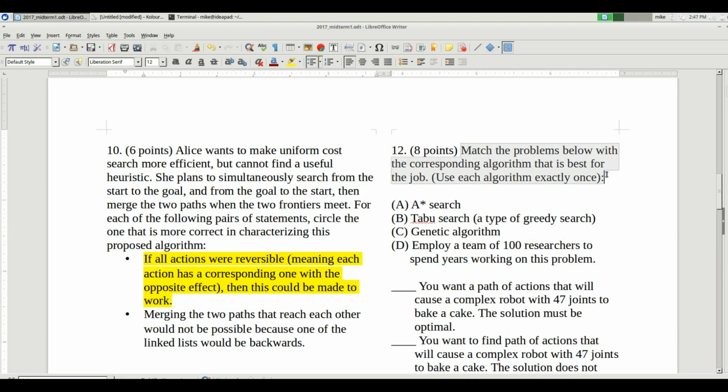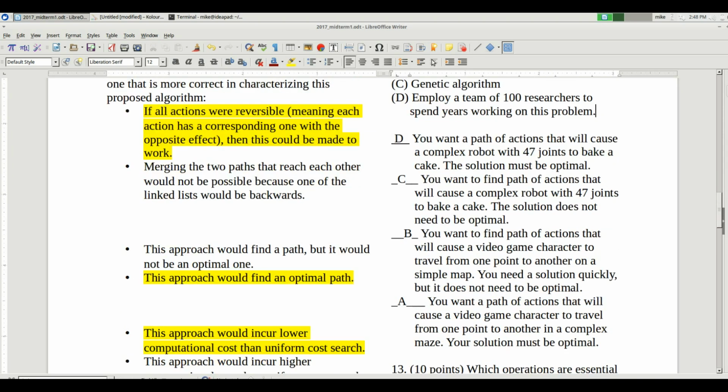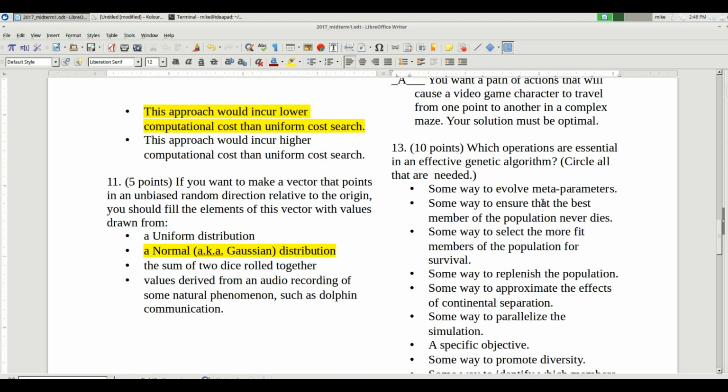Okay, match the problems below with their corresponding algorithm. I'll do that later. Okay.